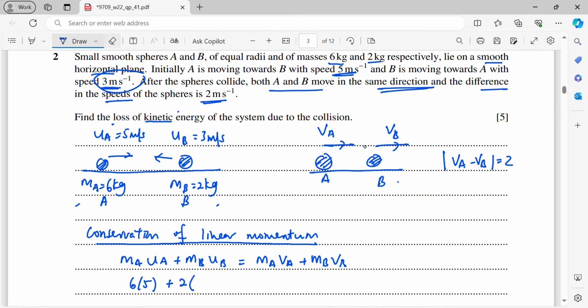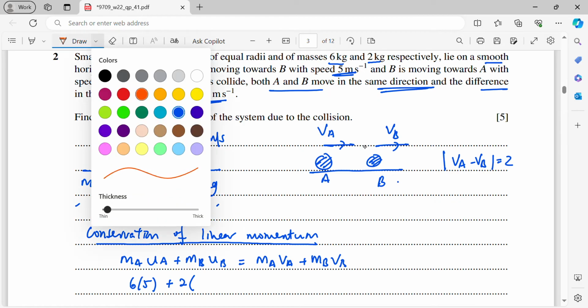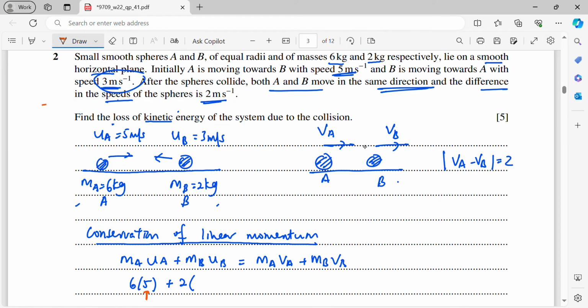Now be careful here, I consider right positive. This is positive 5, because UA is basically the velocity, and velocity to the right side is positive. Now B is moving towards the left side. Therefore, in the conservation of linear momentum formula, it will be negative 3. So be careful with this. Then mA is 6, then vA plus 2vB.